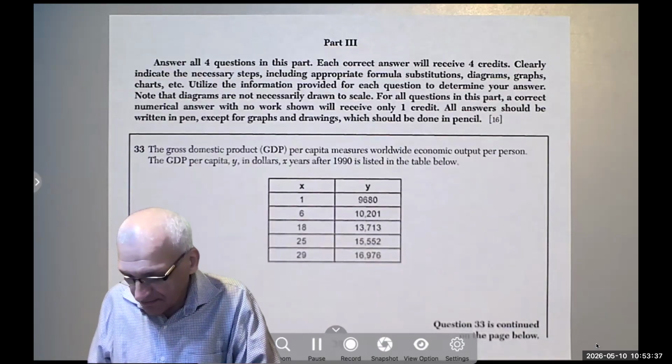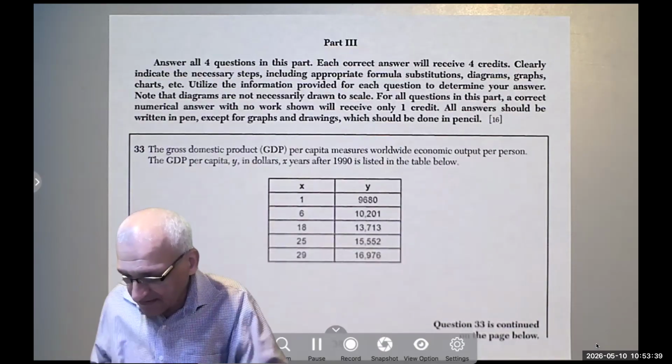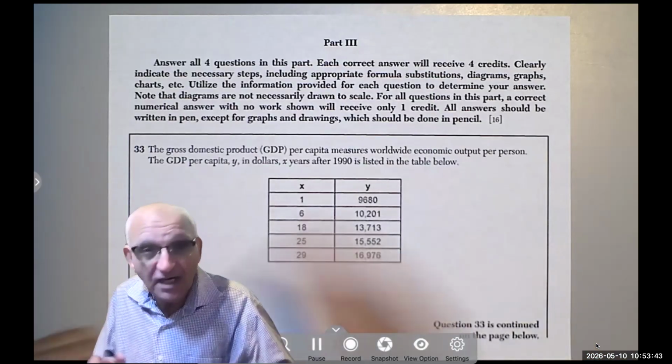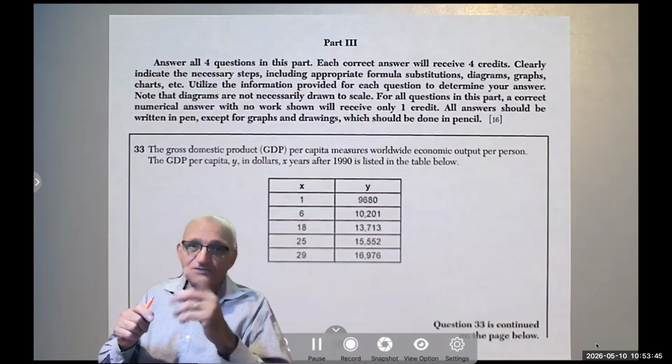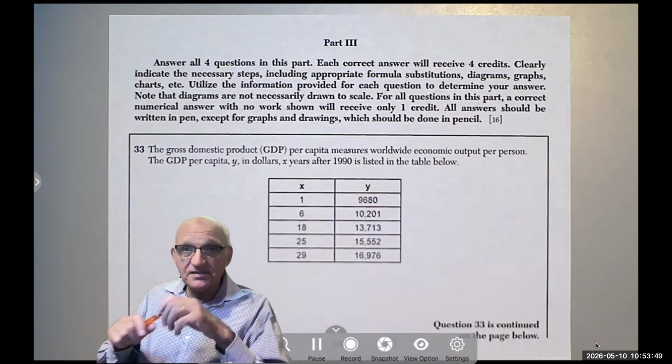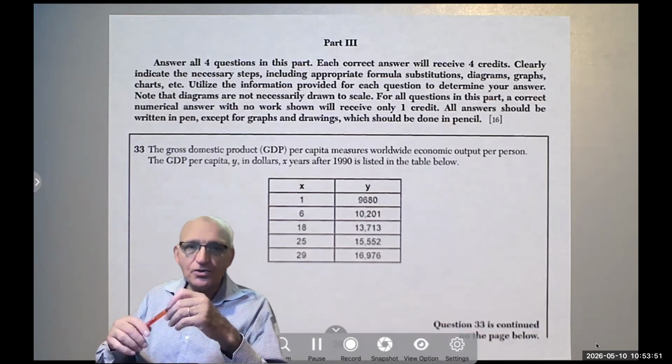So let's start. Again, we have parts 3 and 4. In part 3, we have 4 problems, and part 4 is only 1 problem. These problems are 4 credits each, but of course you have to show your work.